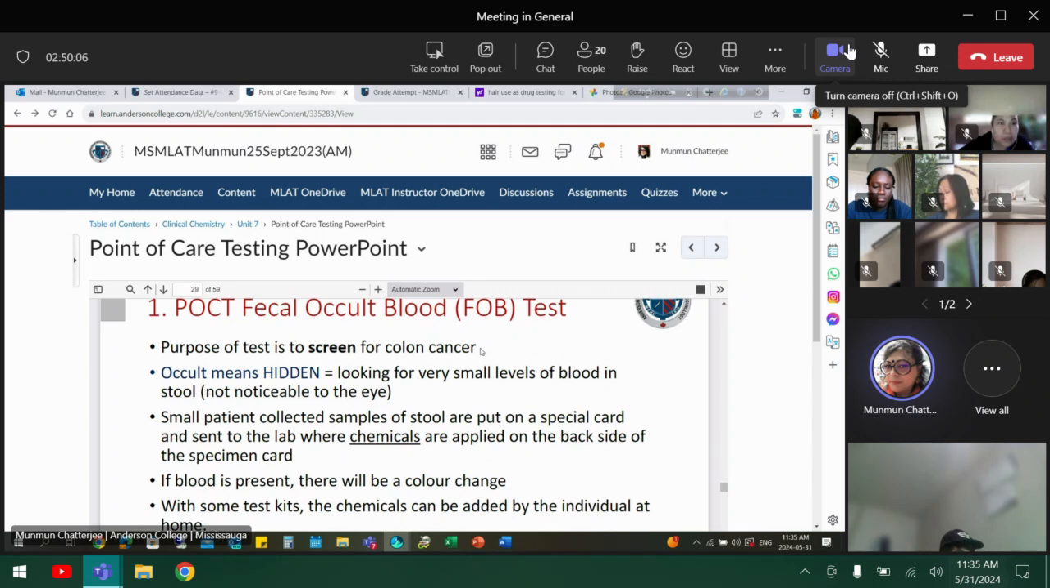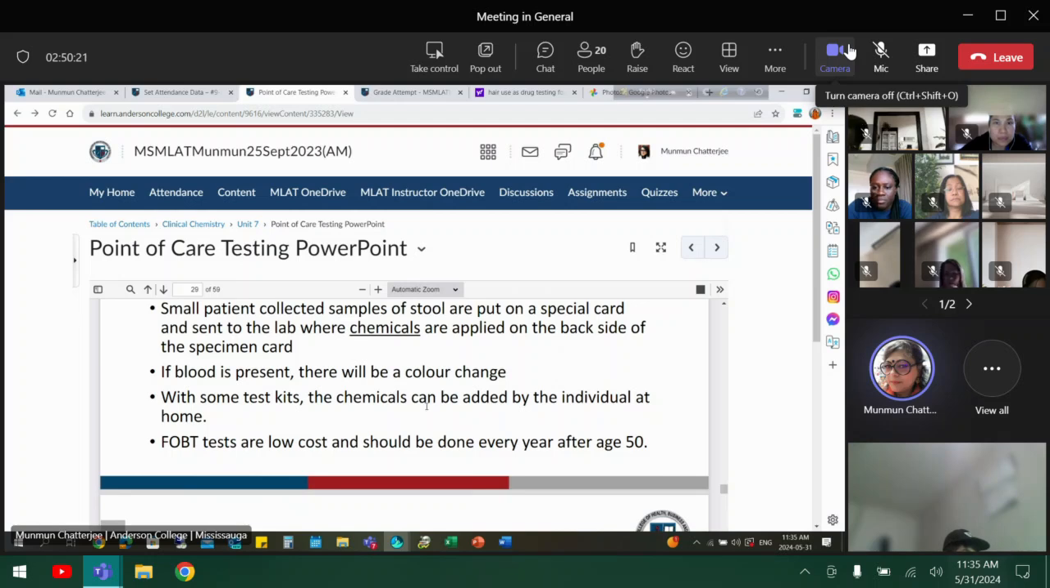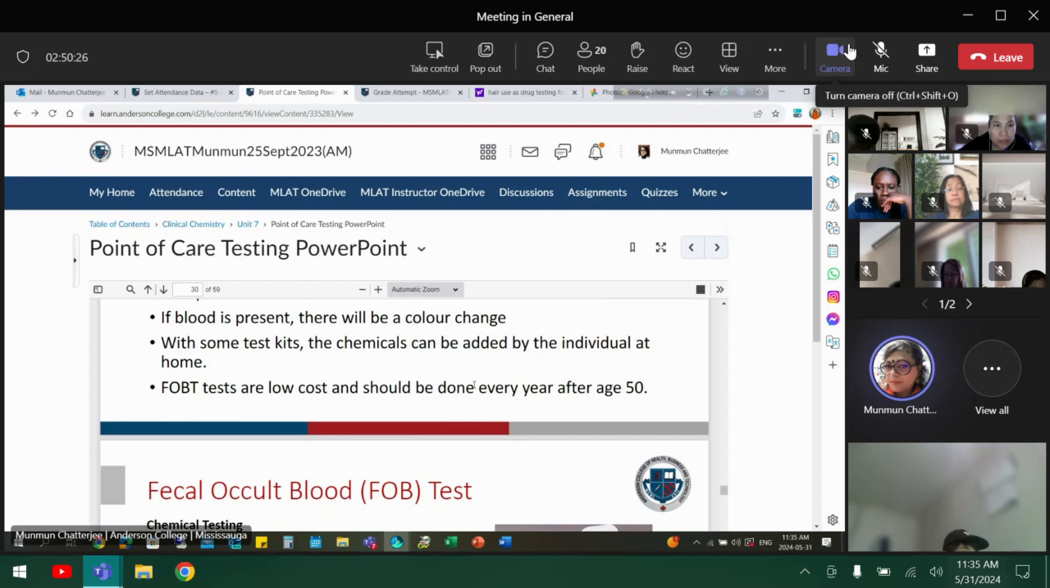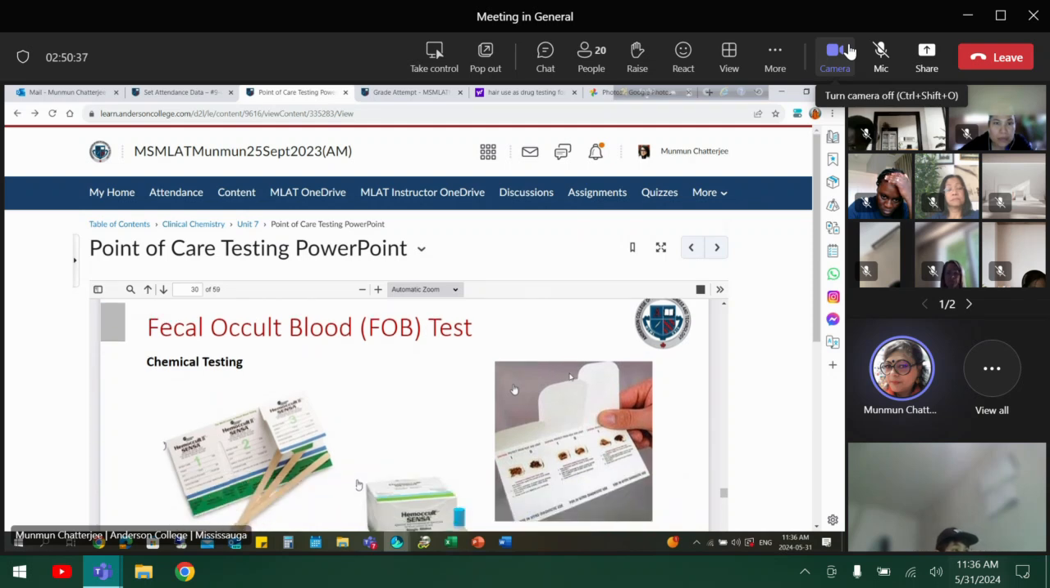Patient-collected samples of stool are put on a special card and sent to the lab, where chemicals are applied on the backside of the specimen card to check the results. If blood is present, there will be a color change. With some test kits, the chemicals can be added by the individual at home, but generally it has to be sent to the lab. FOBT test kits are low cost and should be done every year after the age of 50. Generally, if you give some complaint, doctors do that.